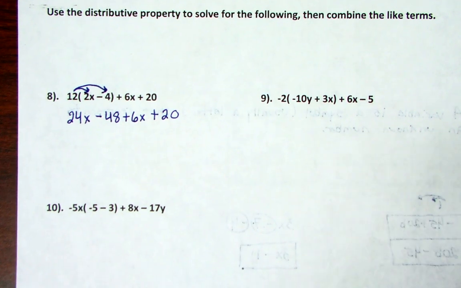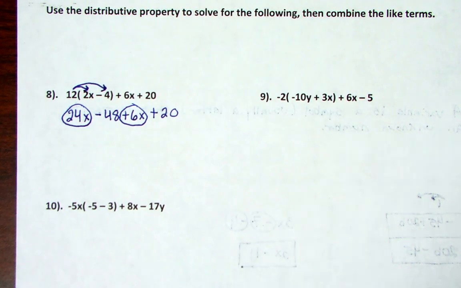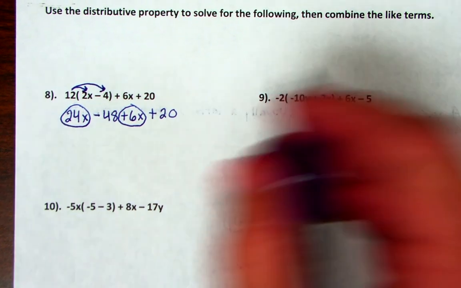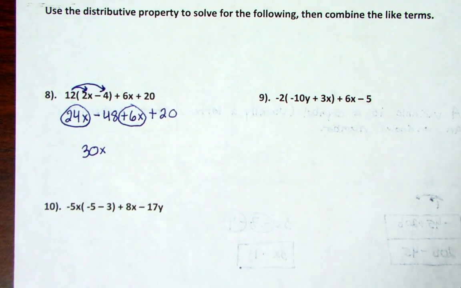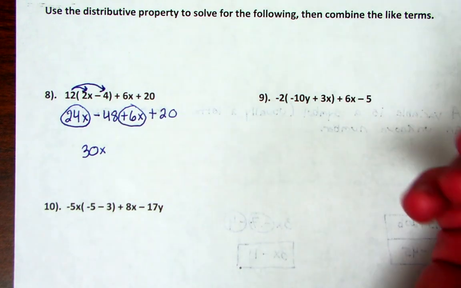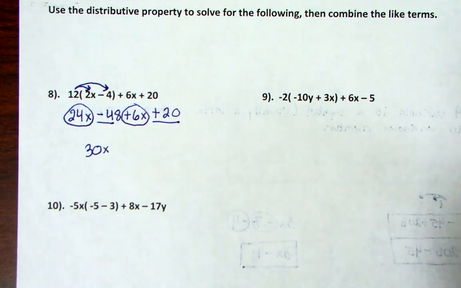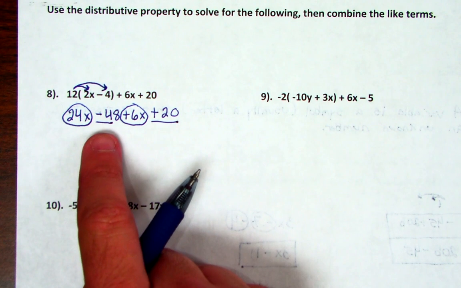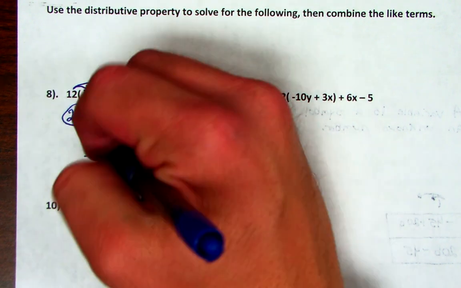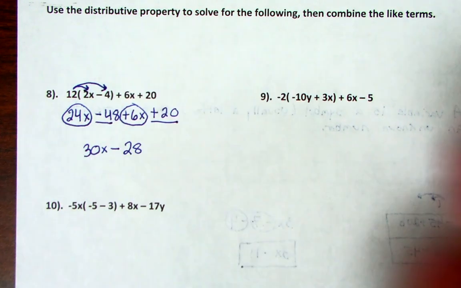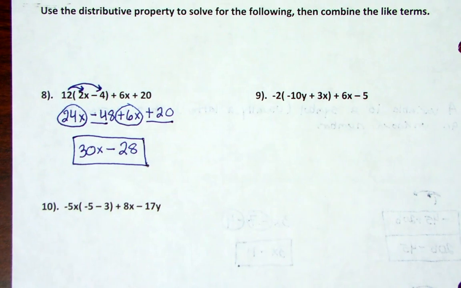Now, I can combine like terms. Notice I got 24x plus another 6x. What's 24 plus 6? That's 30x. Now, what are my constants? Negative 48 increased by 20. Or, in terms of money, you owe me $48 and you pay me back 20. That means you still owe me 28. Again, we are flying through this.